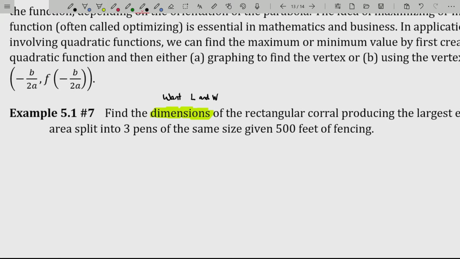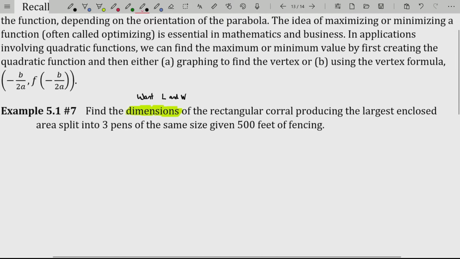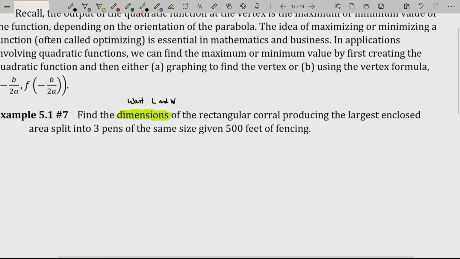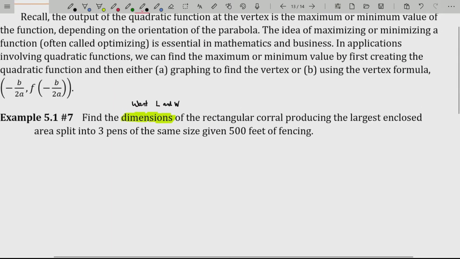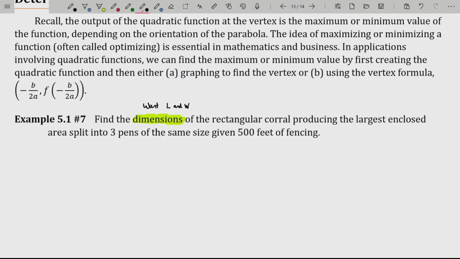Generally, my tactic when I read some type of application problem, or if I'm dealing with real world mathematics, is I simplify it down as much as possible. So let's see, what else do we need? Find the dimensions of rectangular corral producing the largest enclosed area. Okay, so I need the formula for an area, right? If I said largest enclosed volume or perimeter or surface area, I would hunt for formulas involving volume, surface area, or perimeter. In this case, they specifically say they want the largest area.